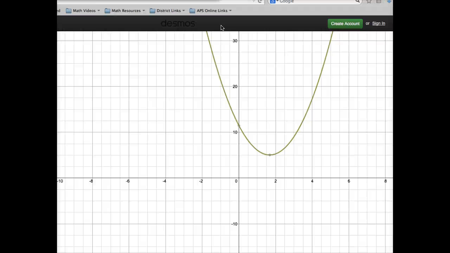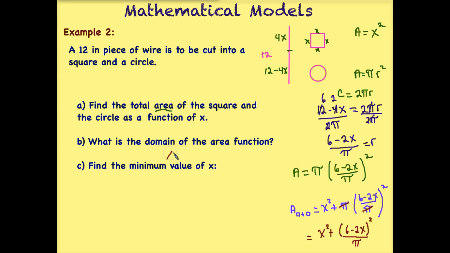If you take 12 divided by 4, that gives you 3. So if each side length was 3 inches, we would use up the entire wire. So we need to be somewhere less than 3 and greater than 0. Writing this out, we would get 0 to 3. So that's the domain of the area function. It's hard to tell by looking at the graph, but sometimes we need to think back logically and think about what we have, the materials we have.